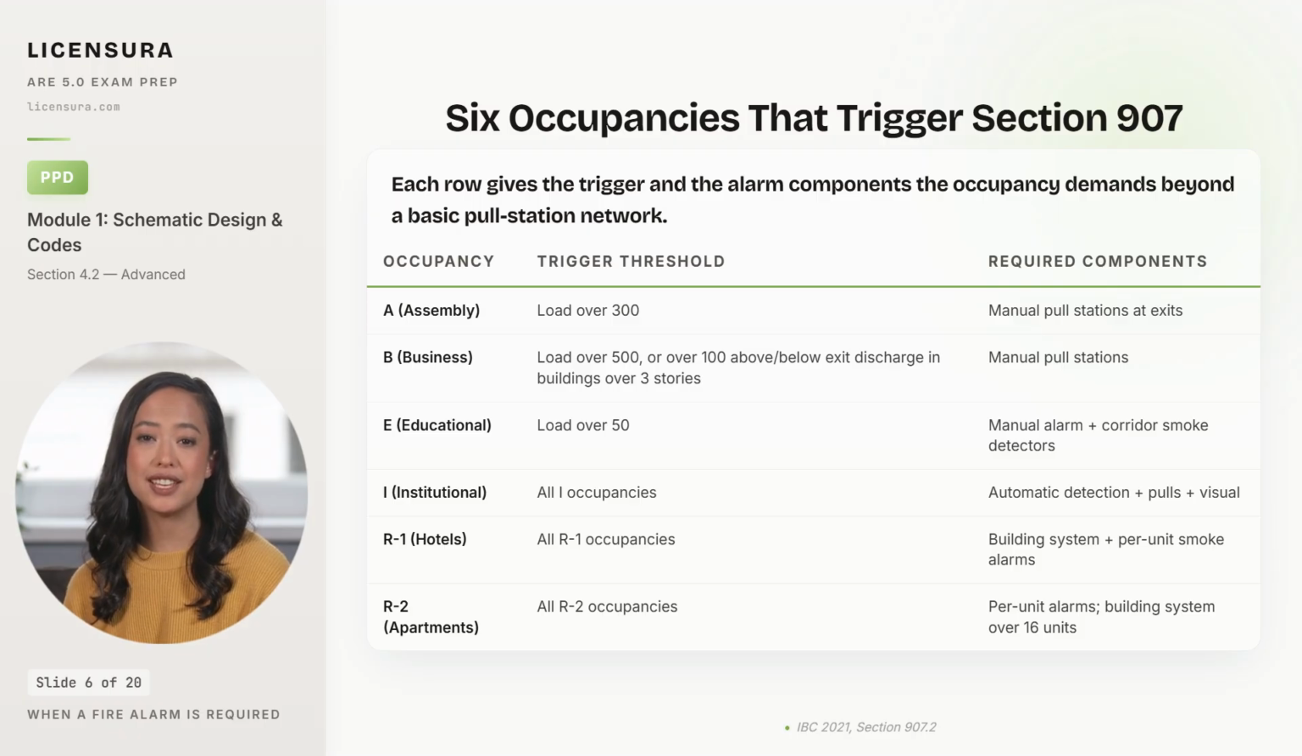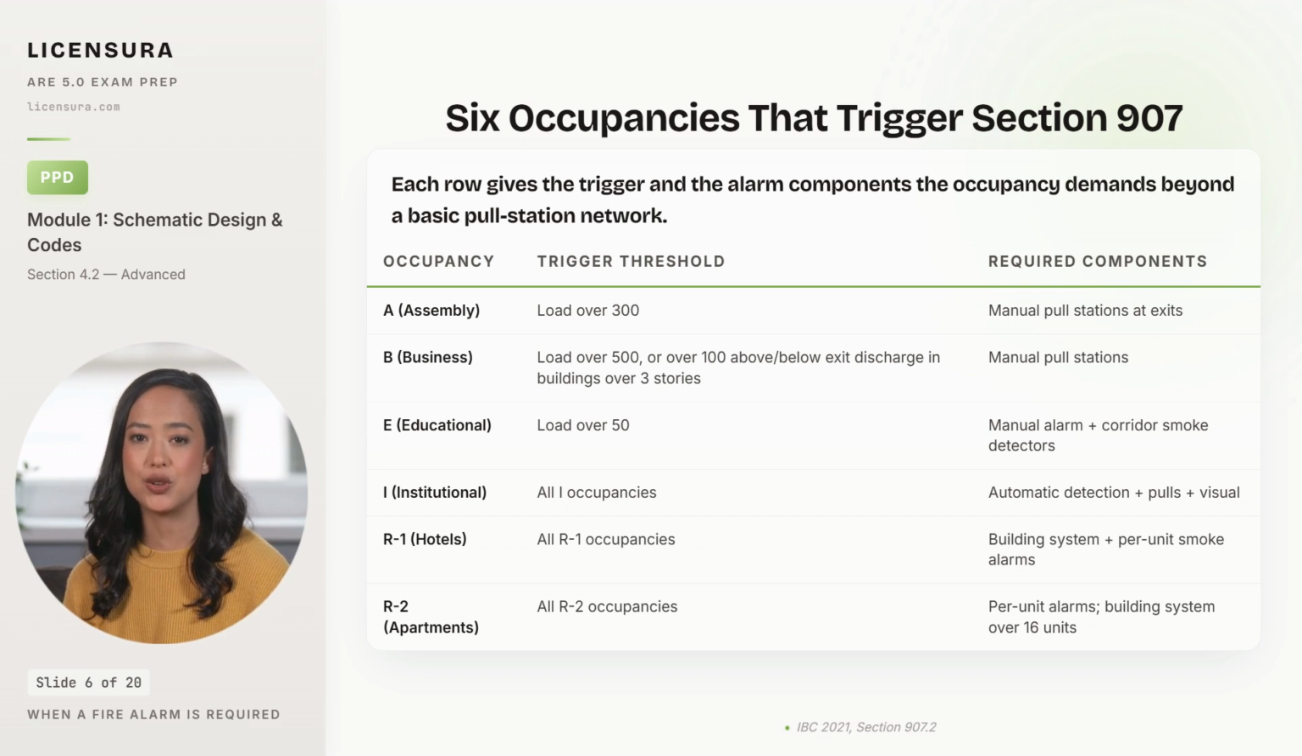Group B business is the trap, and it is a 2-headed trigger. The first head is occupant load over 500. The second head fires in any building over 3 stories tall when occupant load above or below the level of exit discharge exceeds 100. A 4-story office building with 120 occupants on the 3rd floor needs an alarm even though total building occupancy is well under 500. Architects miss the second head constantly.